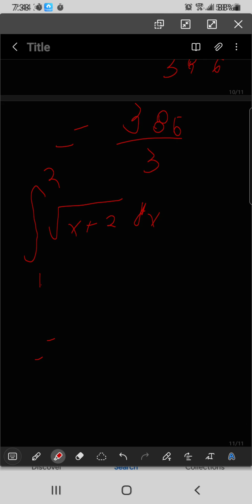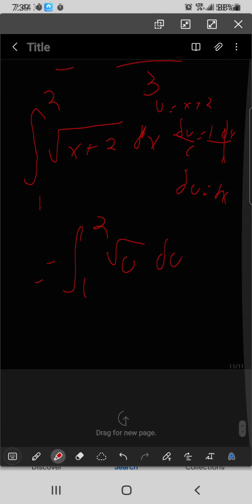Now let's use u substitution first. So u is equal to x plus 2. Okay, u equals x plus 2, keep that in mind. So du will be 1 dx. Divide both sides by 1, you get du equals dx. And if du equals dx, we get the square root of u times du.